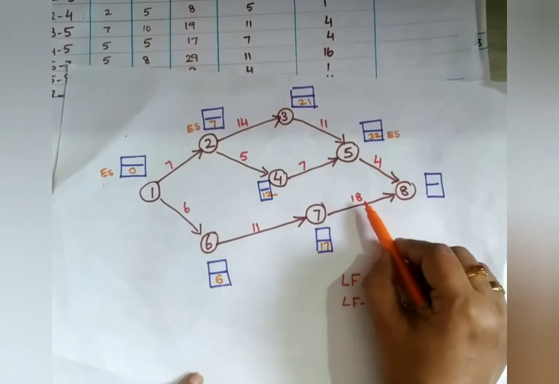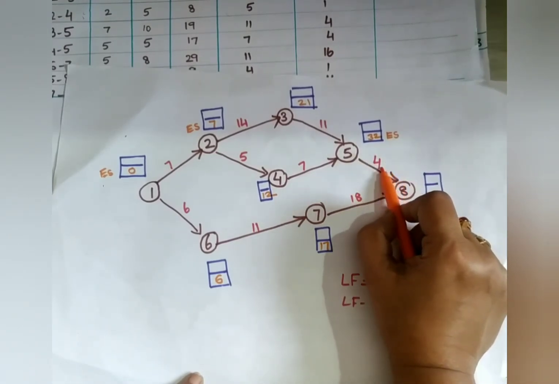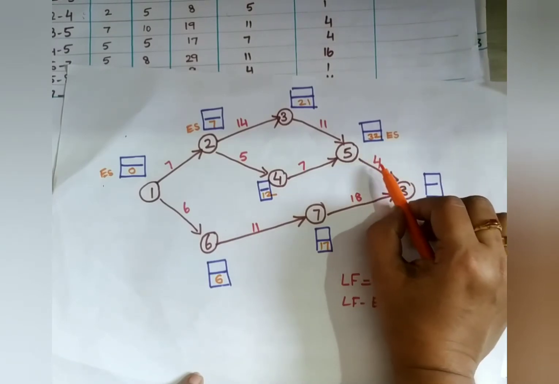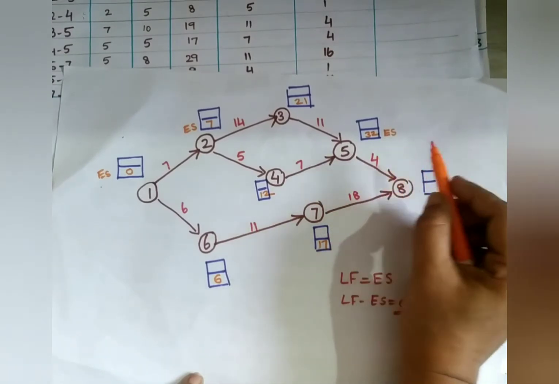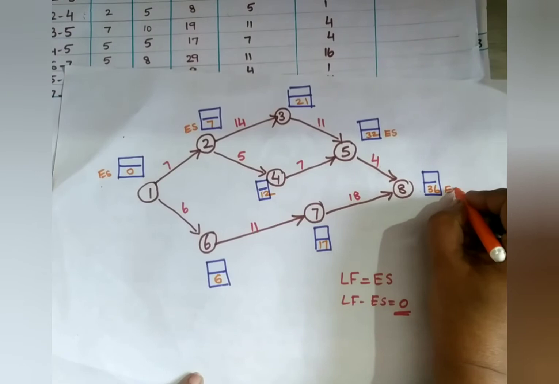See here, 17 plus 18 can come or 32 plus 4 can come. Which is the highest? 32 plus 4 is 36. Here 17 plus 18 is 35. So the highest is 36. So what will you write here? 36. So your early start time is now over.